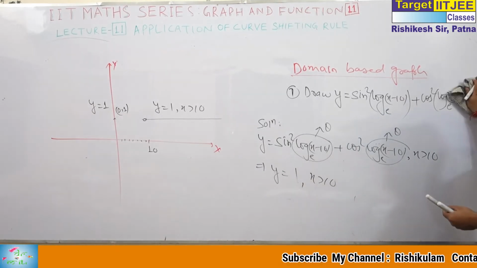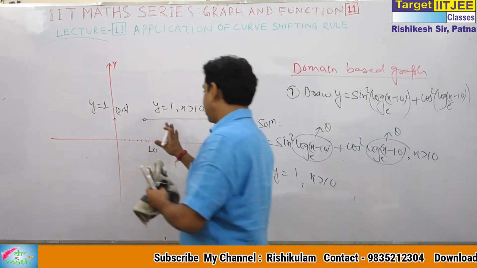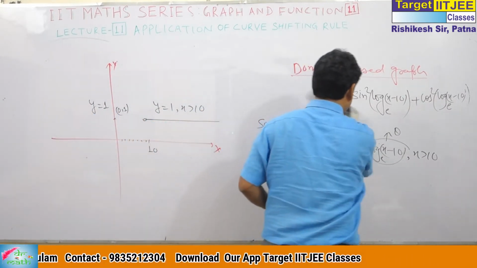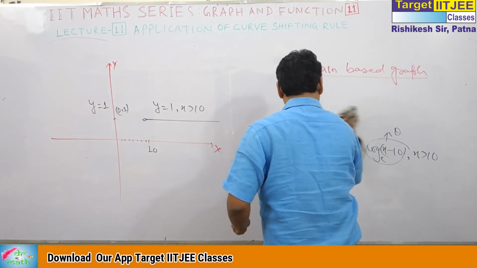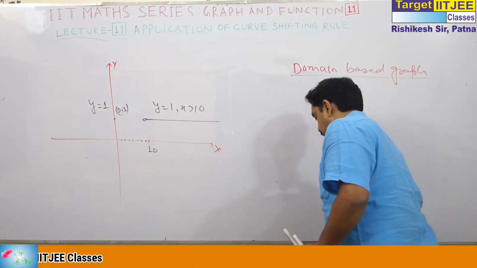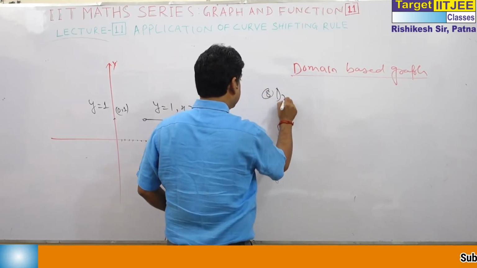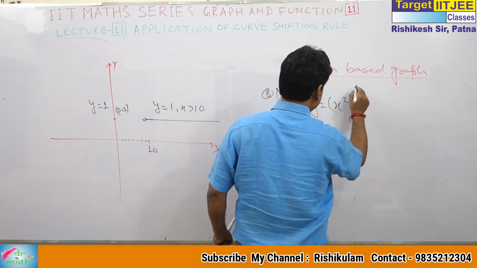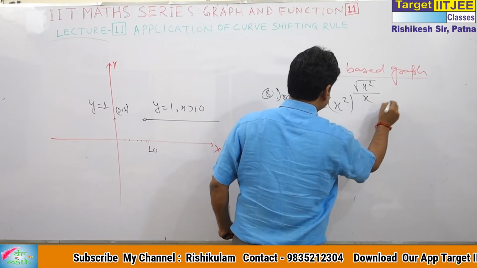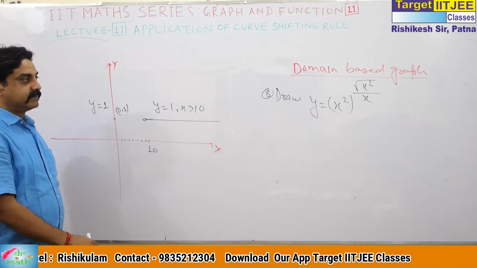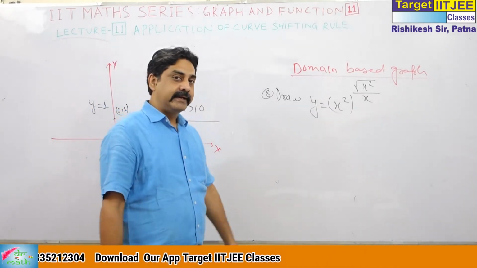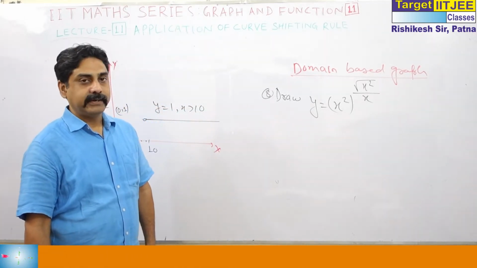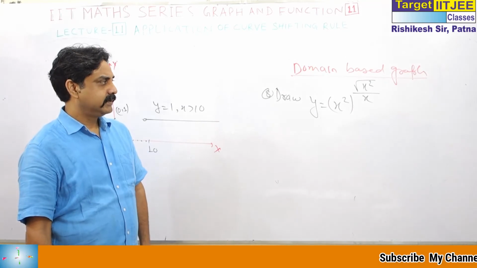Now come to number 8. Suppose we have to draw a graph like this, a very interesting one: y = (x²)^(√(x²)/x). It seems to be complicated, but not so complicated. How? Let's see.